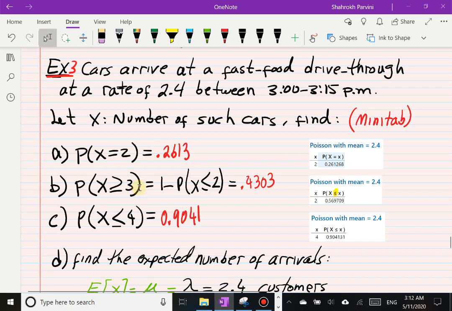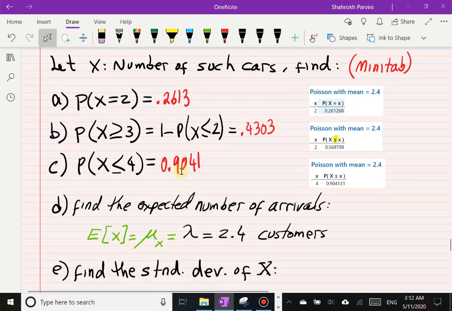So, using the Poisson distribution again in Minitab, exactly 2, that's exactly 2. Greater or equal to 3, remember Minitab does less than or equal, so I go 1 minus. Greater or equal to 3 means 1 minus less than or equal to 2. That means 2 or 1 or 0. So that's 1 minus 0.5697, which is how I got this number. Less than or equal to 4, Minitab does less than or equal, so I got that directly from Minitab. All of these assume lambda is 2.4.